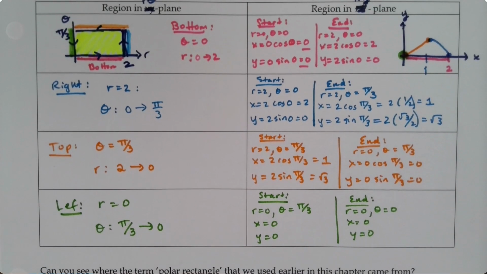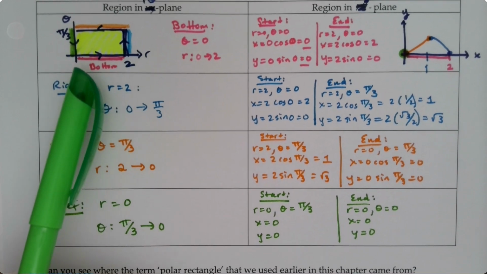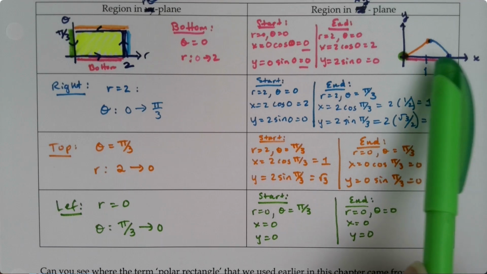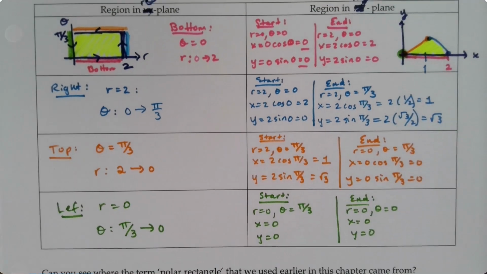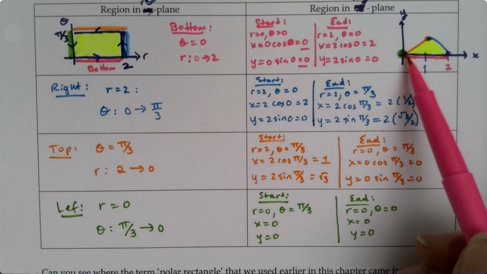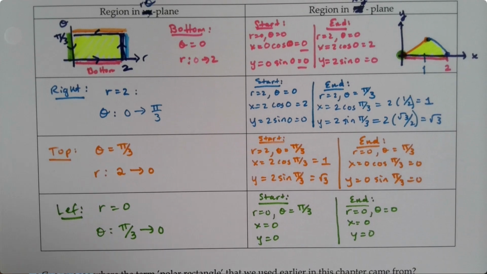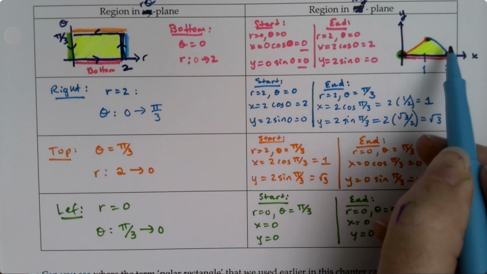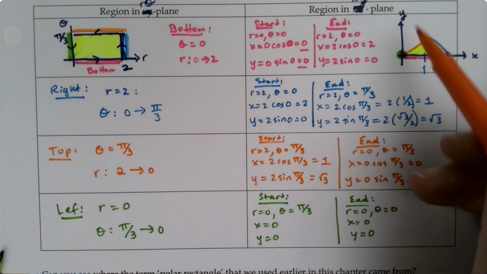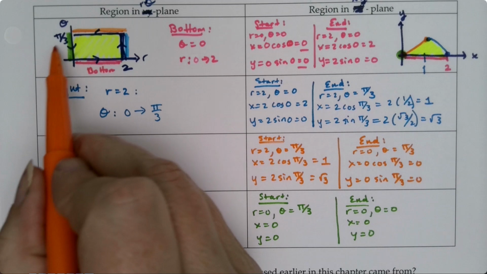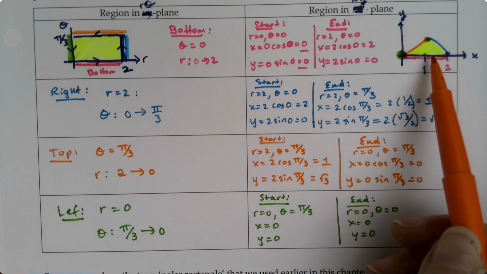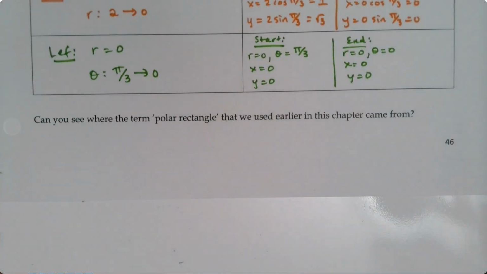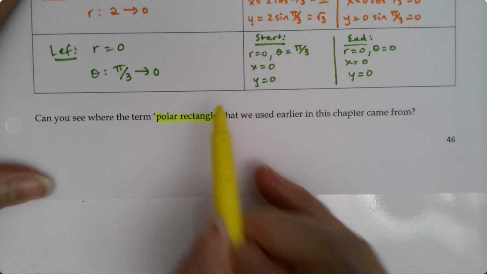So every single piece of this rectangle in the polar coordinate system translated over to some new object in the xy coordinate plane. The bottom pink here became that piece. The right side over here became that piece over here. The top here became that section over here, and then the green became a point. Now this is a rectangle. That is a sector of a circle. So that's where the term polar rectangle that we've seen before comes from.